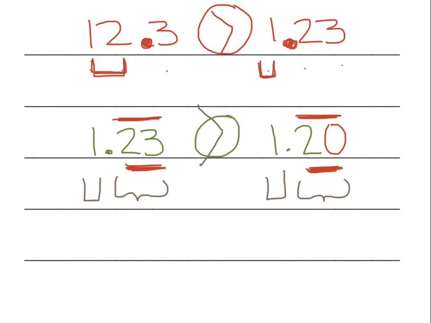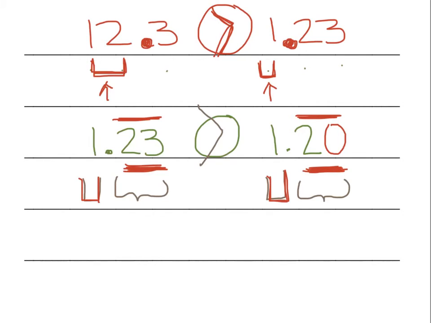So I would look at my whole numbers first, like we did up here, and we said, well, 12 compares to 1. Well, 12 wins. It's the bigger of the two. Here, I looked at 1 compared to 1, and they were equal. So then I would go to my decimal places. And if I have 2 on this side, I need to make sure I have 2 on this side by adding the 0.